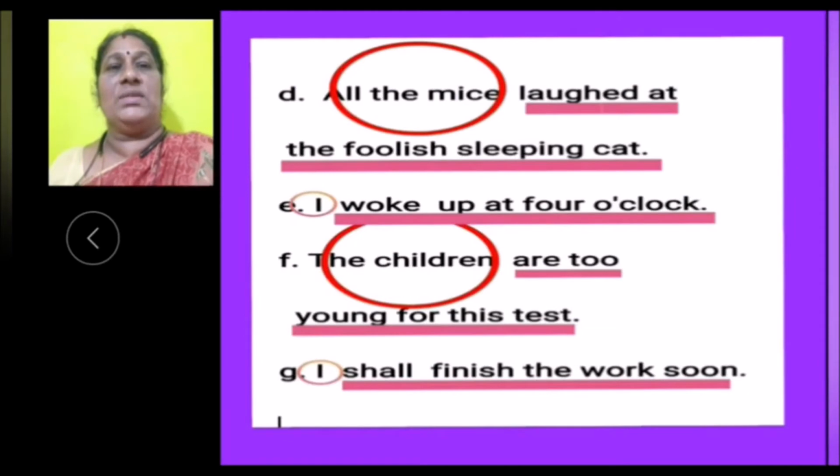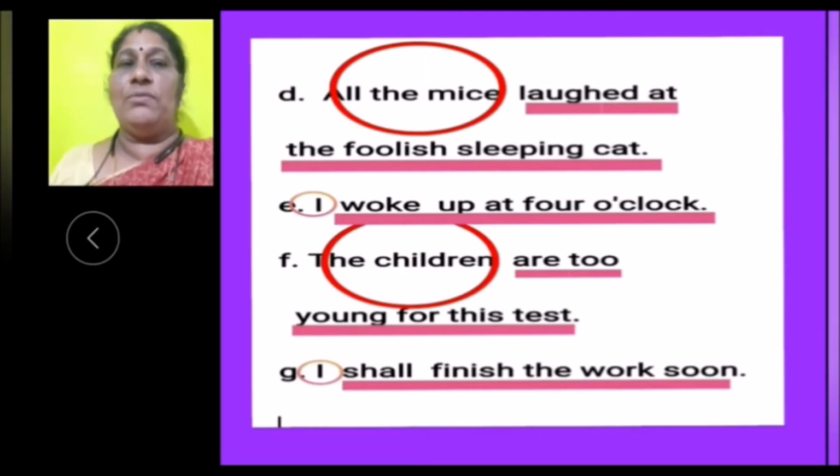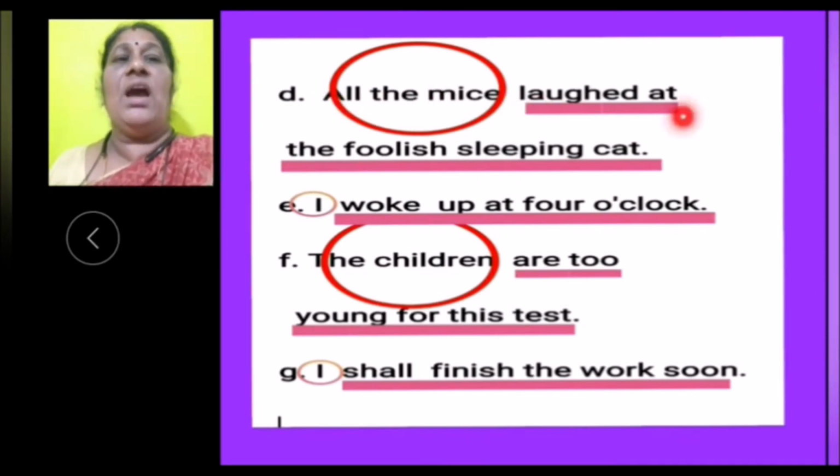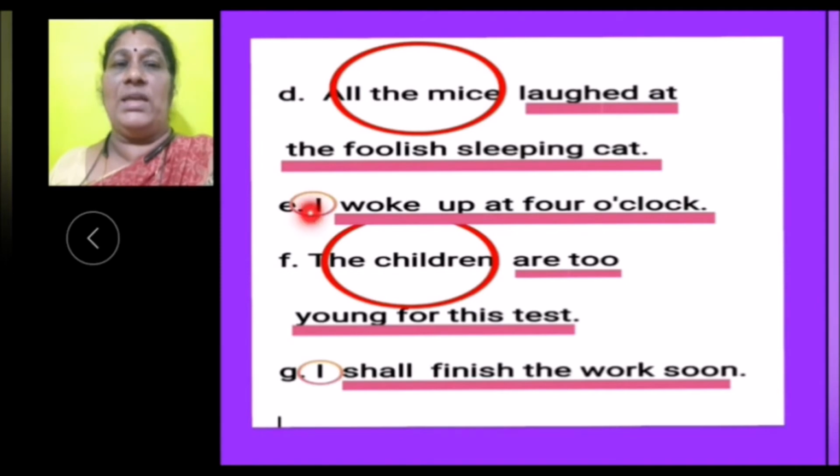Now, next. D. All the mice laughed at the foolish sleeping cat. Who laughed at the foolish sleeping cat? All the mice. That is the subject and laughed at the foolish sleeping cat is the predicate. Now E. I woke up at 4 o'clock. Who woke up at 4 o'clock? I. That is the subject. Woke up at 4 o'clock is the predicate.